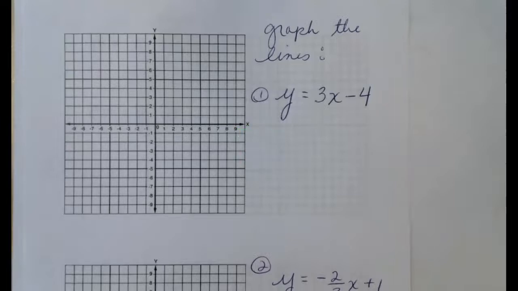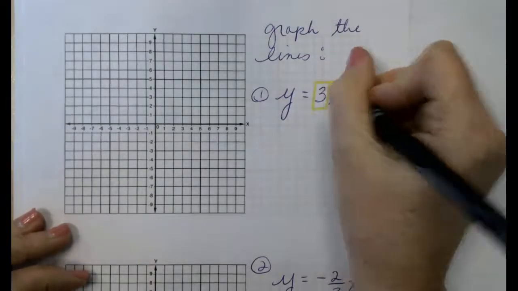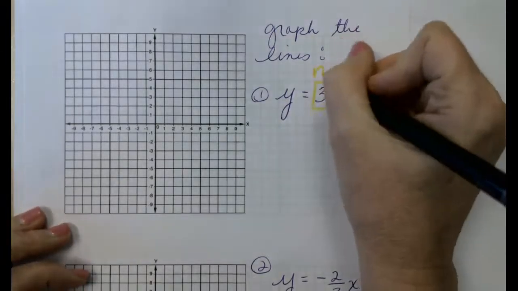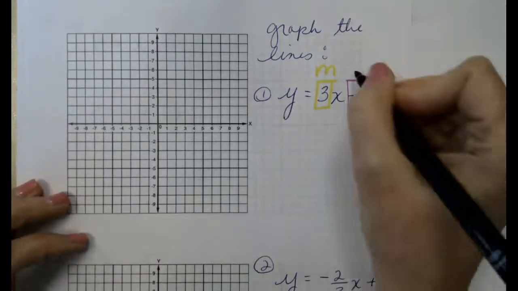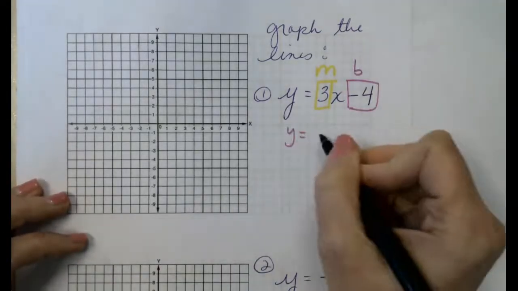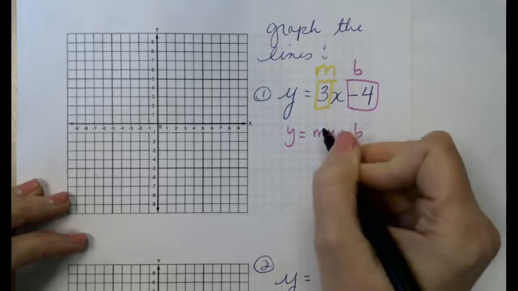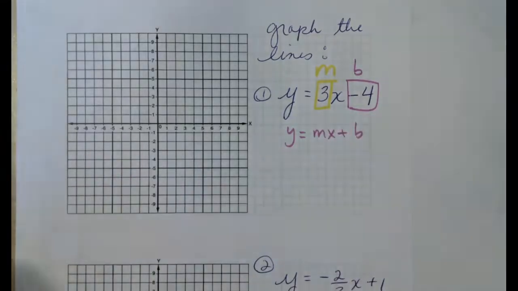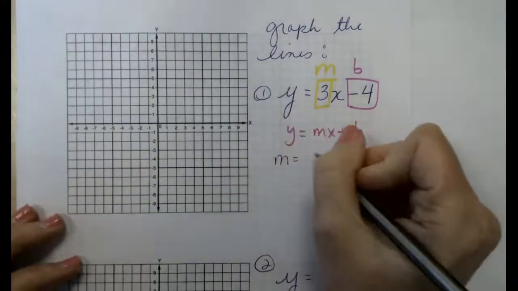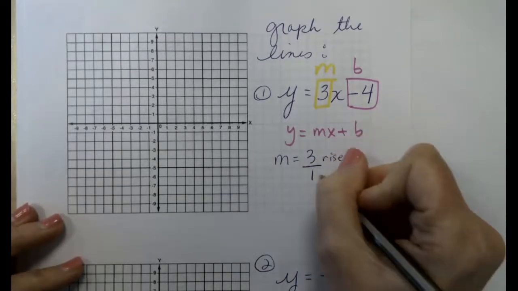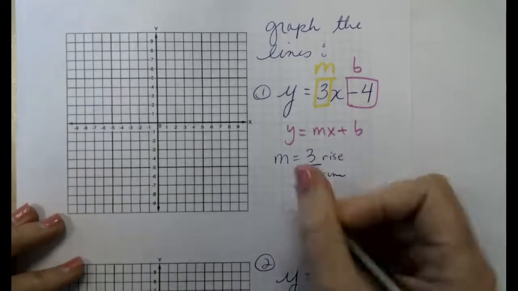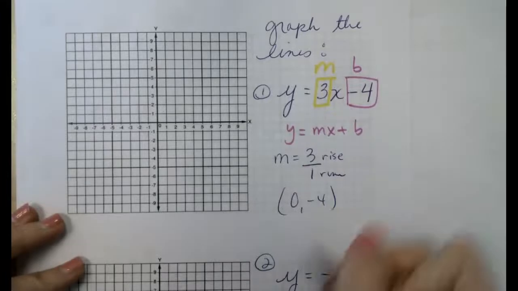And this first line, y equals 3x minus 4, we have it in slope-intercept form. There's your slope. Remember, slope is always m. And there's your y-intercept. That's b. Y equals mx plus b. There's your slope. There's your y-intercept. So m equals 3. Remember, you can say 3 over 1. So a rise of 3, a run of 1. And your y-intercept is at 0, -4.